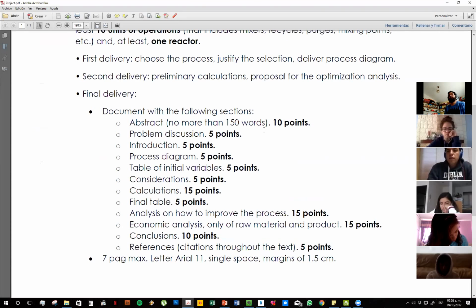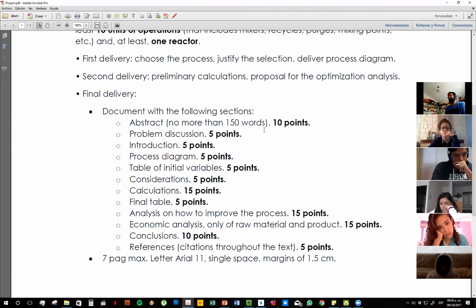The process diagram is the one that you're going to deliver, right? You have to deliver two process diagrams, right? One without the optimization, and one with optimization. Then the table of initial variables. The table of initial variables is very important because if you don't have enough variables, right? Compositions, temperature, pressures, so on and so forth, you can't solve that problem, right? So you need that initial variable.